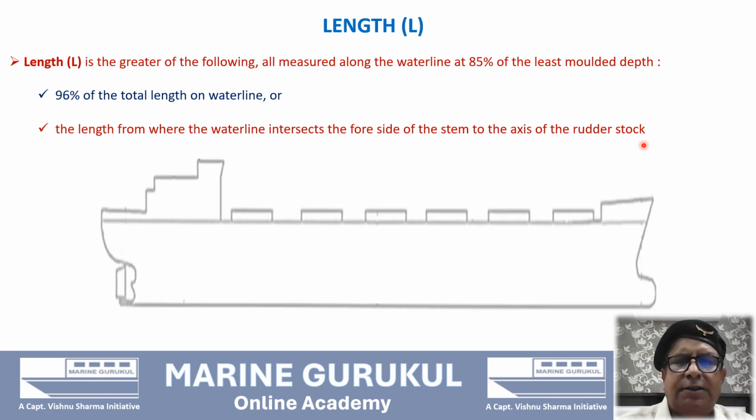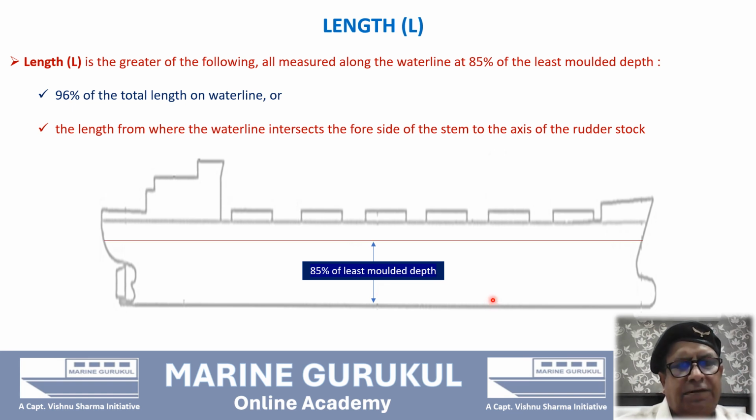You can see this in this diagram. Now here, this level represents 85% of the molded depth. We can have the water line at this draft. WL represents the total length of the water line at 85% of the molded depth. Now, 96% of WL shall be the first option.